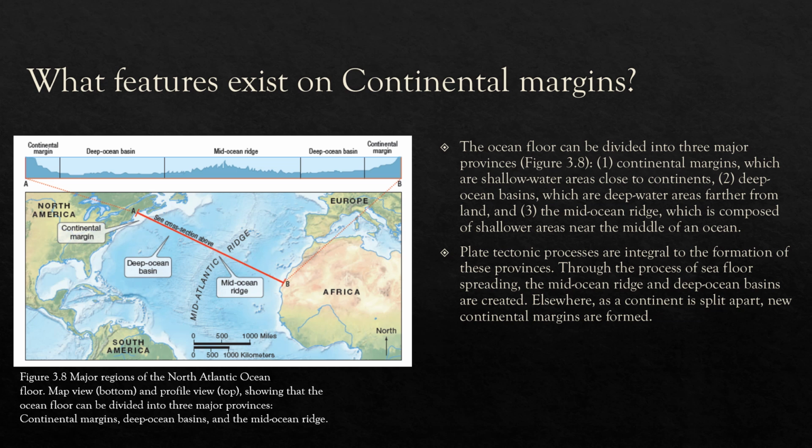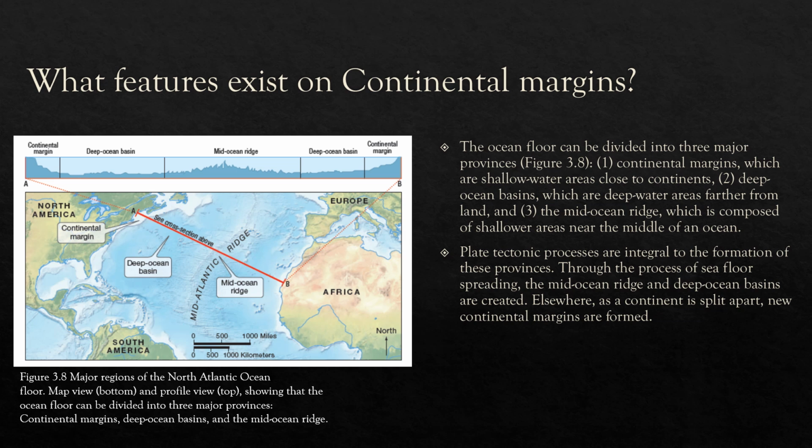And number two, we have the deep ocean basin, as the name suggests. This portion constitutes the deepest part of the ocean, which are the deep water areas farther from the land. So this one. And number three is the mid-oceanic ridge. In this case, there is the mid-Atlantic ridge, which is composed of shallow areas near the middle of the ocean.